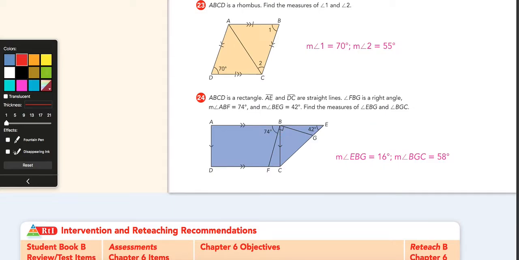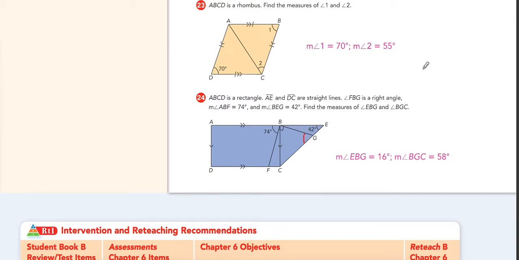All right. Now let's find BGC. So BGC is right there. If we think about this, let's draw just that triangle there. So this is E, G, B. Now remember, we know that this right here was 16. We know that this right here is 42. So now we're looking for this angle.